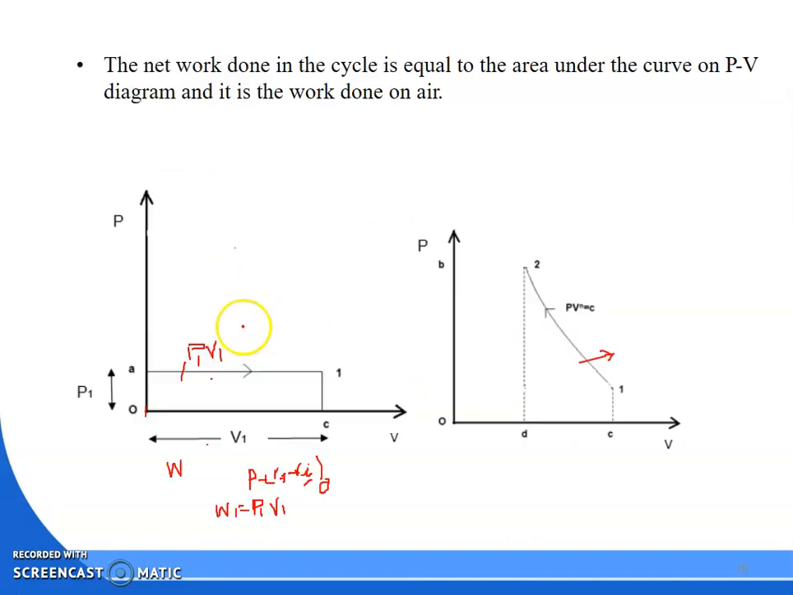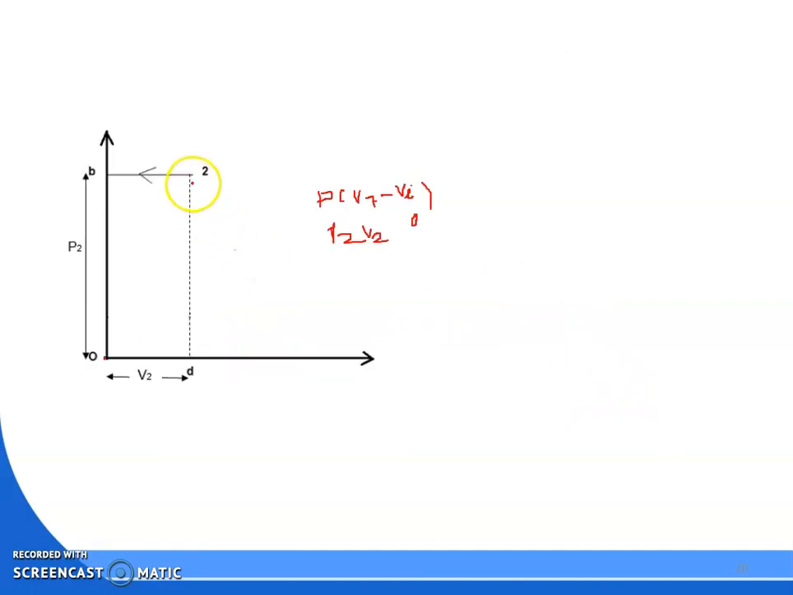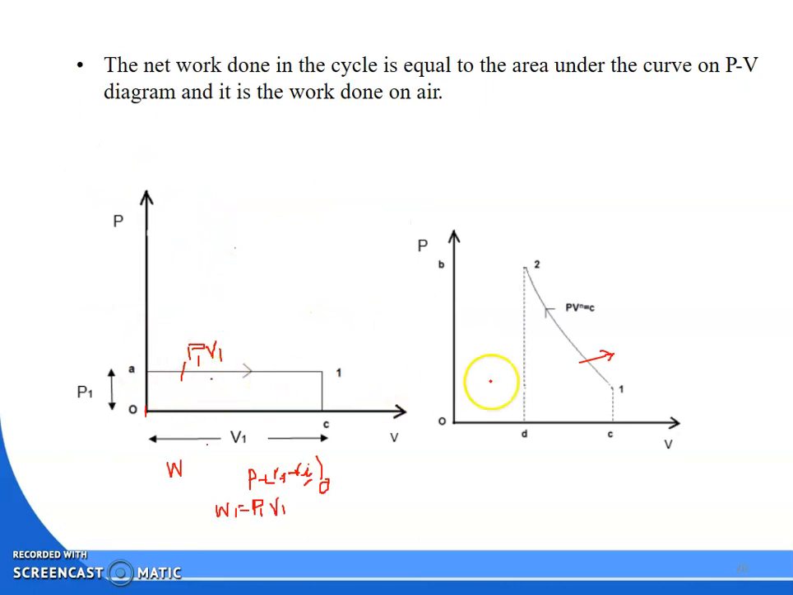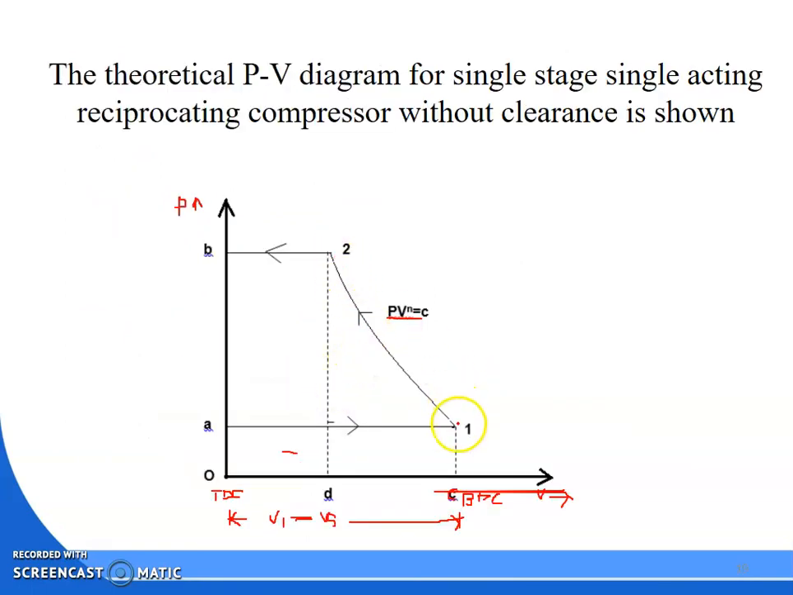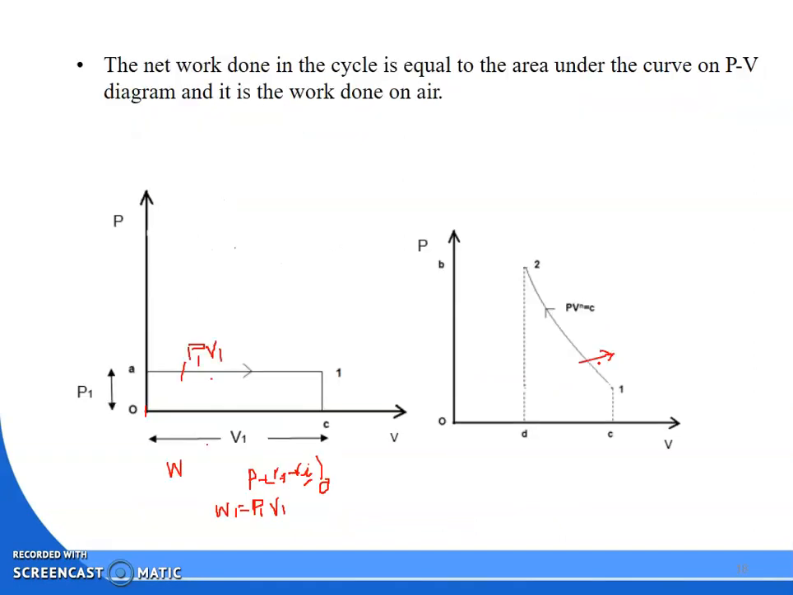So what you have to do? Basically you have to add the 1 to 2 process area plus the 2 to B process area and minus the A to 1 process area. See here, the 1 to 2 process area, this area, plus the 2 to B process area, minus the A to 1 process area. So that we get the process A to 1, 1 to 2, 2 to B, B to A.